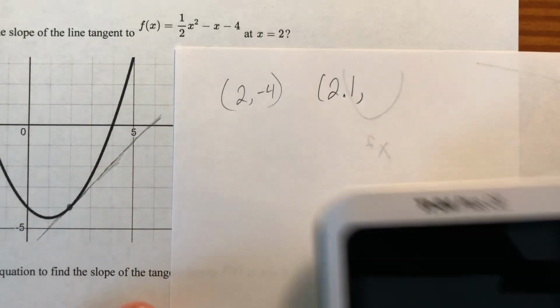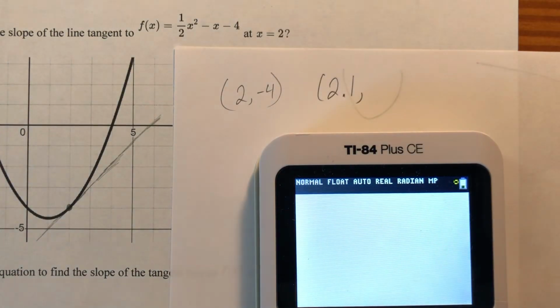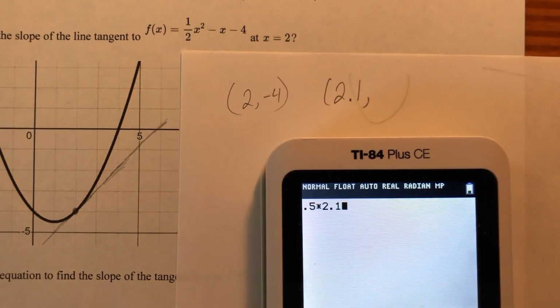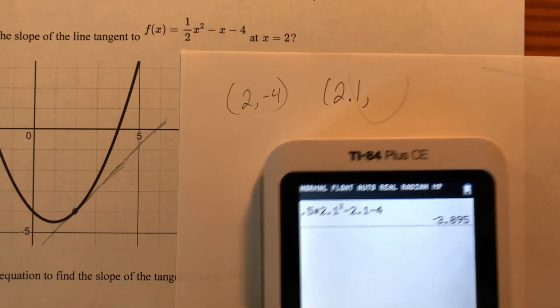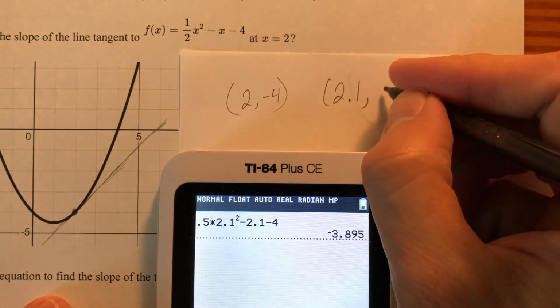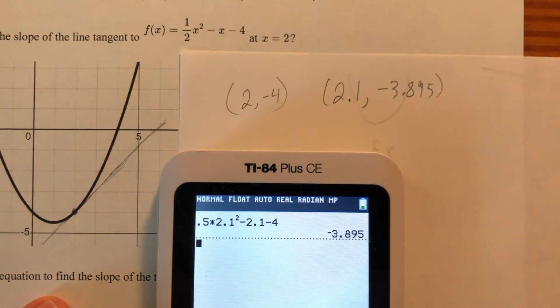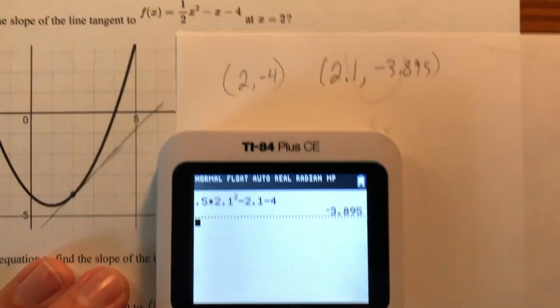You can ignore what's on the back side of the paper, it's kind of bleeding through. I'm going to plug in 2.1, so 1/2 times 2.1 squared minus 2.1 minus 4, and I get this. Do you want to find the slope between these 2 points? Do you really want to? You could, it's doable. Let's actually do it right now.